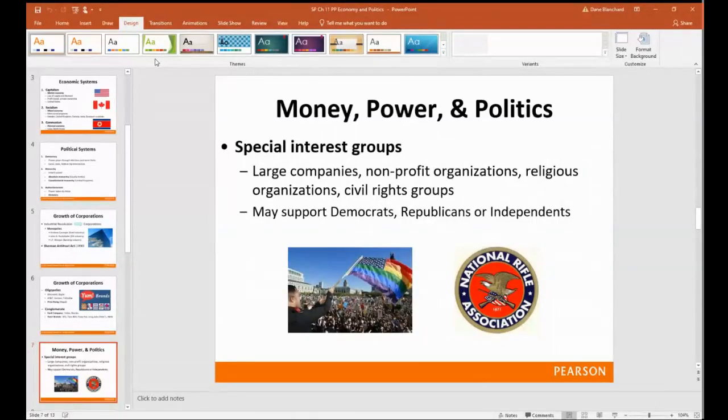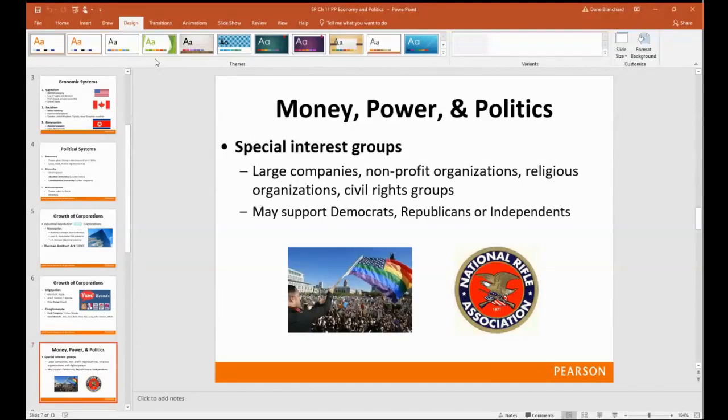You have other types of special interest groups that are heavily concerned with certain types of civil rights, or religious organizations that are concerned about concepts like abortion, nonprofit organizations. They may be Democrat leaning, they may be Republican leaning, they may be independents. We also have the National Rifle Association, which makes sense that they would have a very special interest in protecting the Second Amendment.